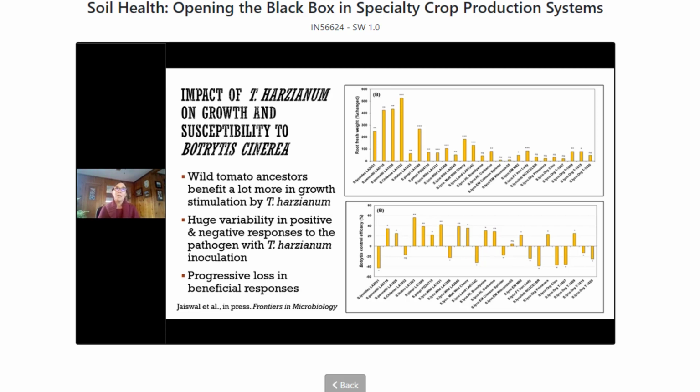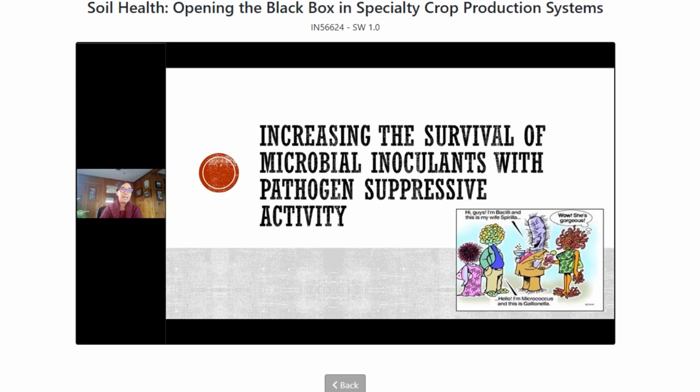So again, coming back to the fact that we can think about breeding for beneficial microbe relationships to enhance more biological control of pathogens. So lastly, and I realize I'm running out of time, so I'll try to get through this quickly, we wanted to look at the survival of these microbial inoculants.